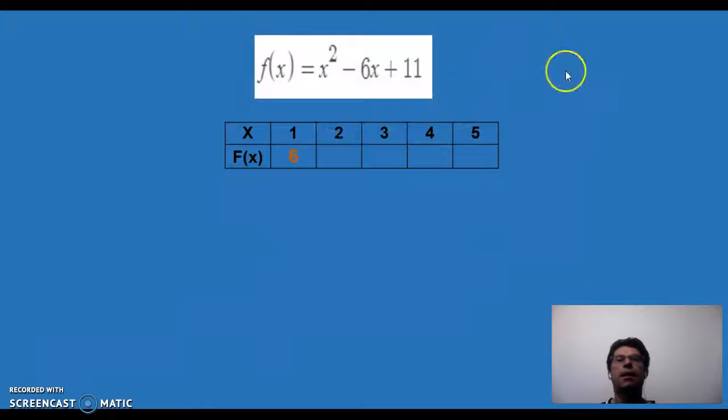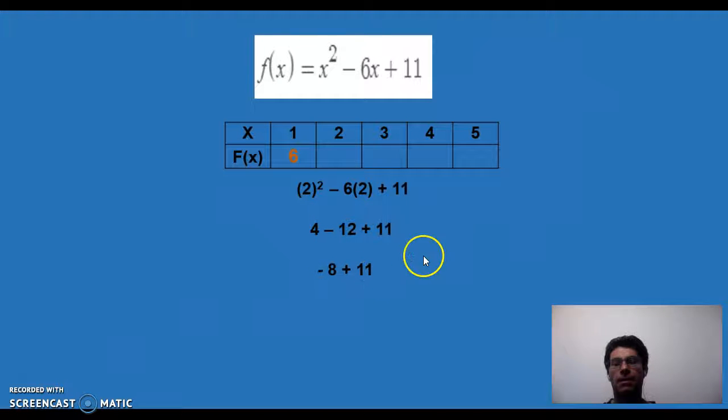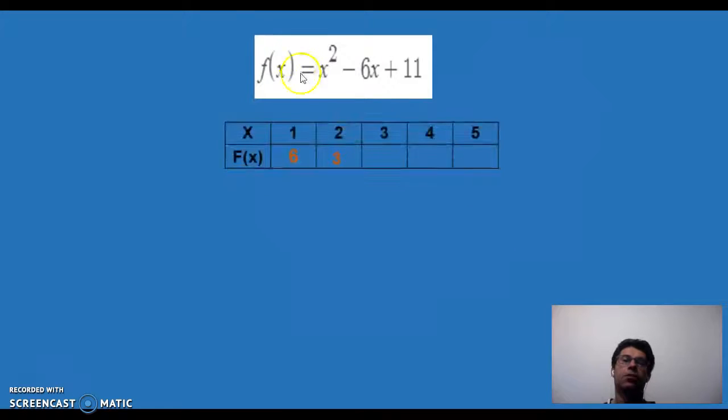Here we have 6. Now let's see what happens when the value of x equals 2. In the same process, we replace x by the given value, that is 2, so 2 squared minus 6 multiplied by 2, plus 11. 2 squared gives 4, minus 6 times 2 gives 12, plus 11. And 4 minus 12 gives minus 8 plus 11, so the final answer is, you're right, 3. So, when x equals 2, f(x) equals 3.